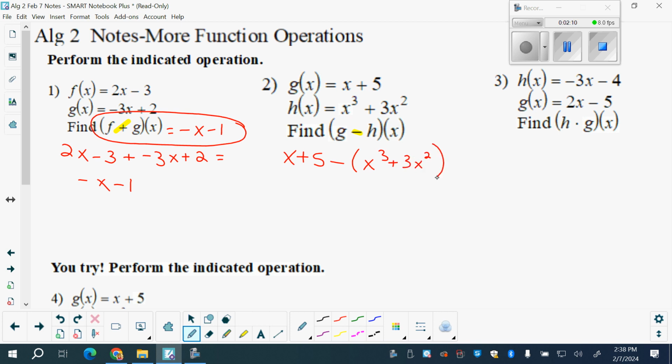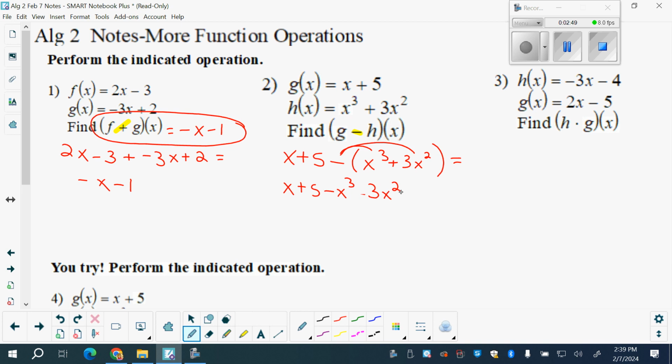Why did I put parentheses around that x to the third plus 3x squared? Positive. Emma? That's right. So this here, this negative, applies to all of it, not just the first part of it, not just the x to the third, but all of it. So I have to put parentheses there so that I am looking at distributing that negative to everything. So this goes to here and here. So I have x plus 5 minus x to the third minus 3x squared.